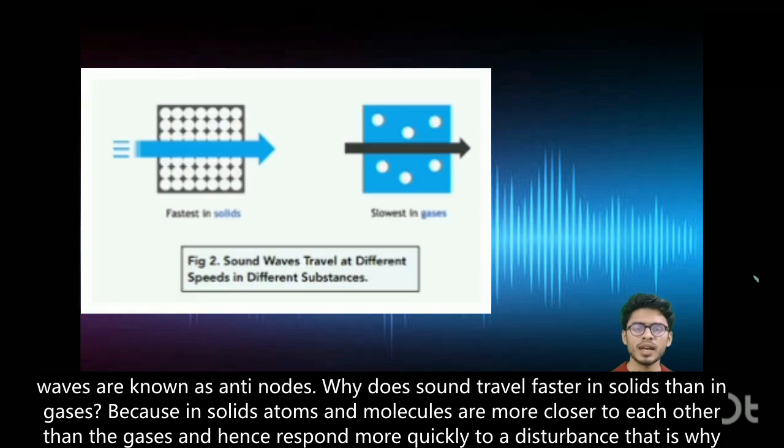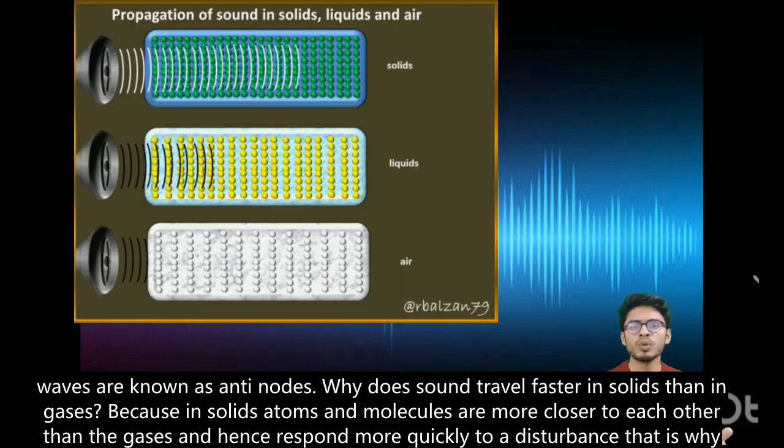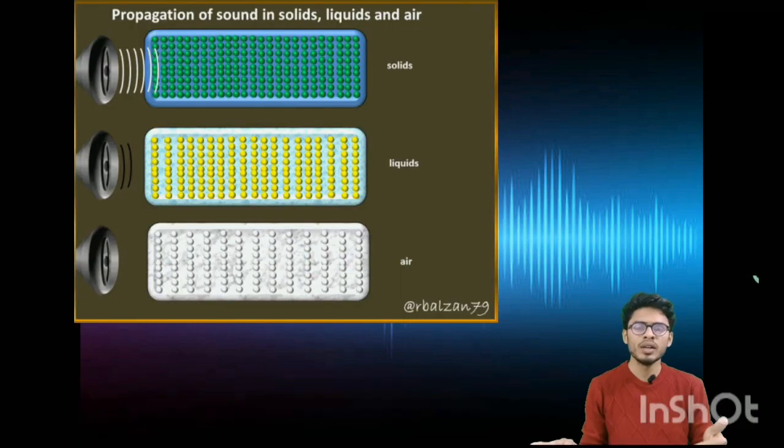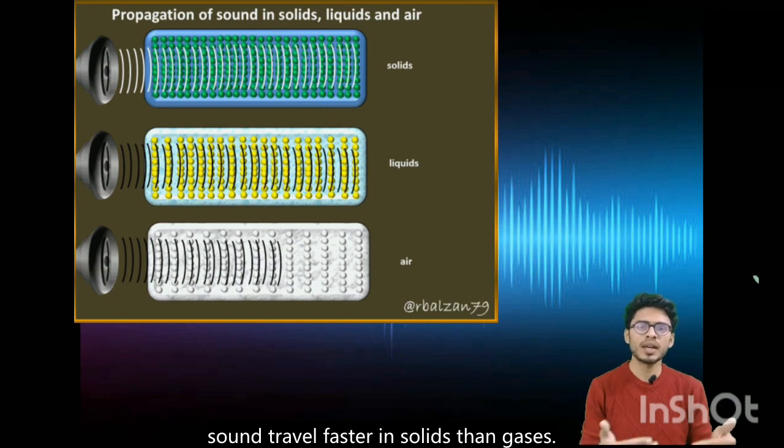Why does sound travel faster in solids than in gases? Because in solids, atoms and molecules are closer to each other than in gases and hence respond more quickly to a disturbance. That is why sound travels faster in solids than in gases.